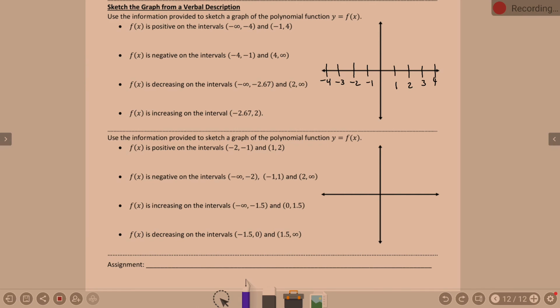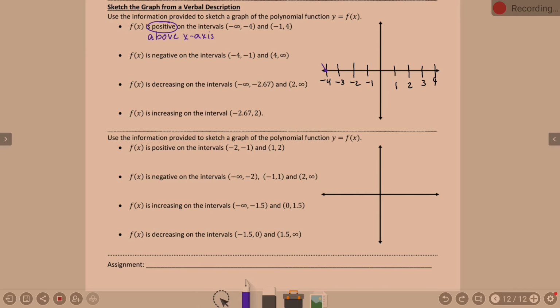Now, if the graph is positive on these intervals, if a graph is positive, where does that mean it is? That means it is above the x-axis. Okay? So when a graph is positive, it's above the x-axis. So from negative infinity to -4, my graph is going to be positive. Which means what happens at -4? It's going to cross through here. I'm just going to put a line there indicating it's going to be going up over there.